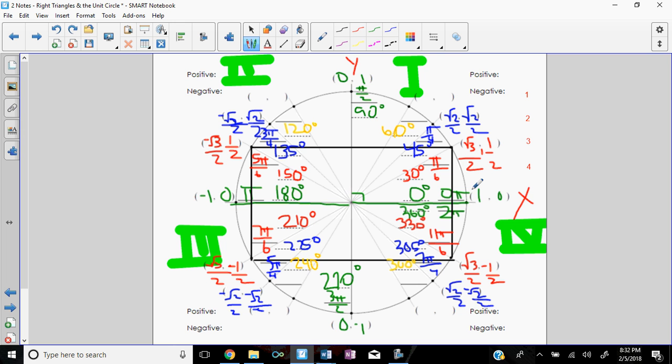If I think about writing these in radians, so let's think 60 degrees times pi over 180. Well, that's just going to reduce to pi over 3. So this is going to be pi over 3. This is going to be 2 pi over 3.